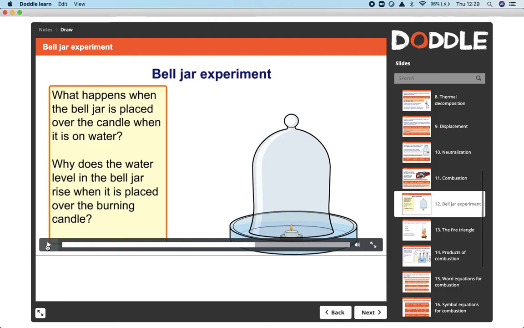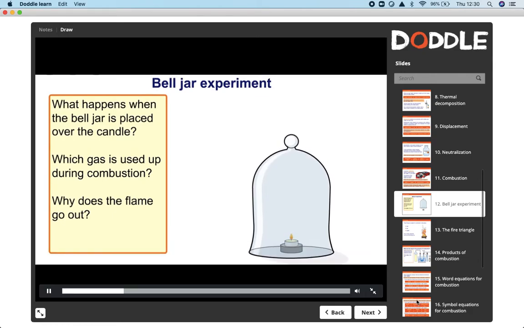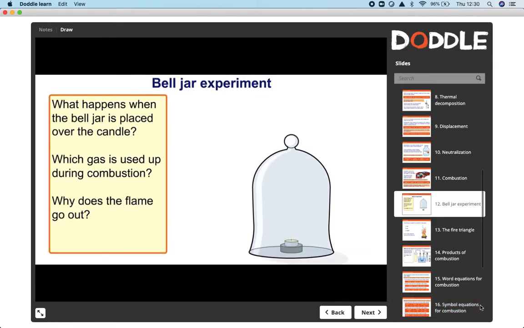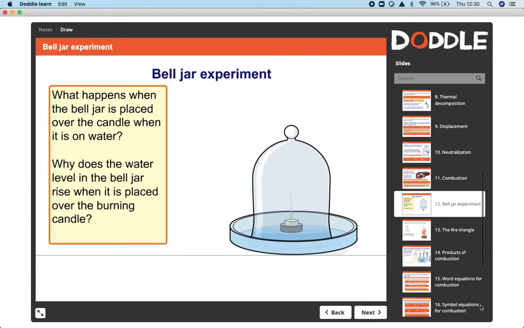Okay, here's another. It's the same experiment, but this time the bell jar is placed over the candle and the candle is floating on some water. Watch what happens. Let's see if we can see that again. Hang on. Okay, so here it is now, it's in the water, and you get that little rise.